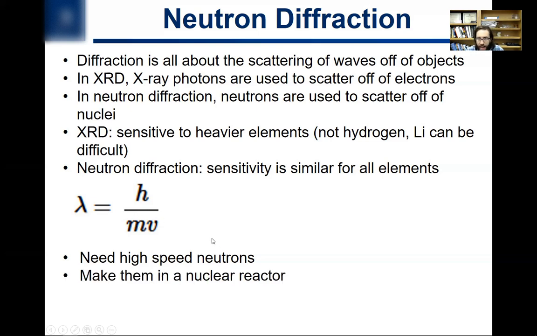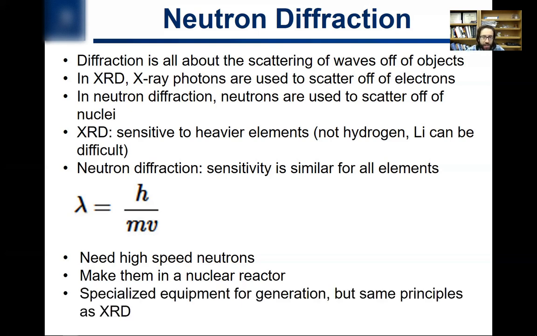And so how do you get high speed neutrons? How do you shoot high speed neutrons at a sample? You make them in a nuclear reactor. A high power nuclear reactor. And so because of that, it really takes specialized equipment to generate these high speed neutrons.